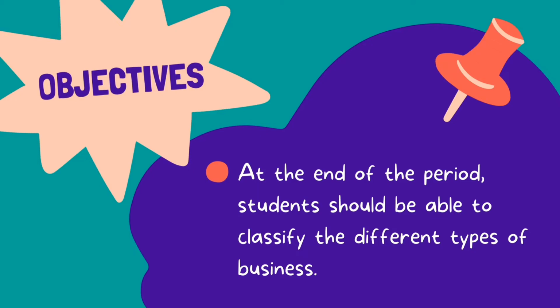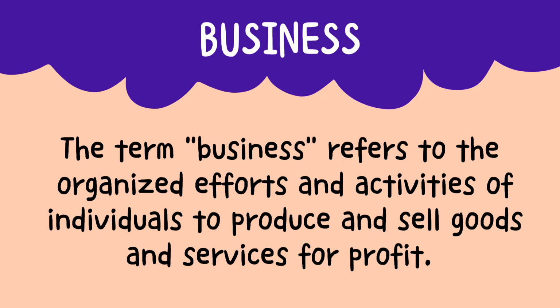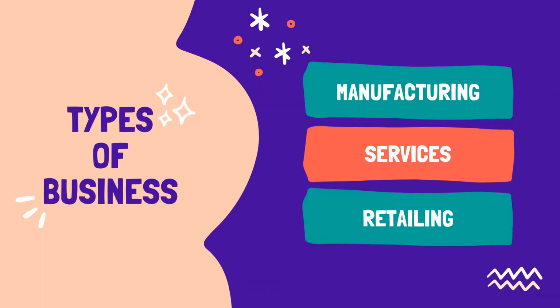All right, let's go. The term business refers to the organized efforts and activities of individuals to produce and sell goods and services for profit. There are three types of business that we are going to discuss today. First is manufacturing. Second is services. And the last one is all about retailing.